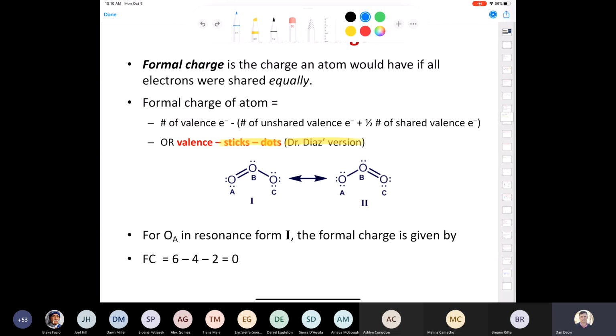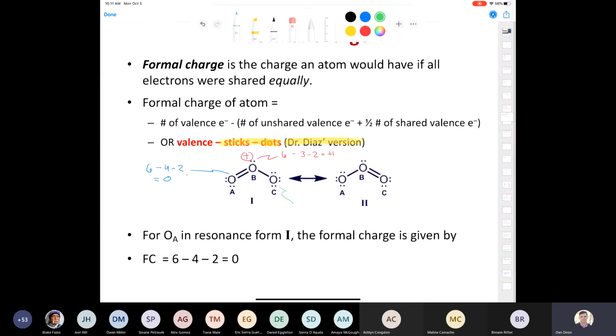What are the formal charges in this ozone? Let's do it together. So what's the formal charge on this A? Well, oxygen has 6 valence electrons. Subtract 4 dots and 2 sticks equals 0. So no charge here. What about this oxygen in the middle? Oxygen has 6 valence electrons. Subtract 3 sticks and 2 dots equals +1. So that means there's a +1 charge on that oxygen.